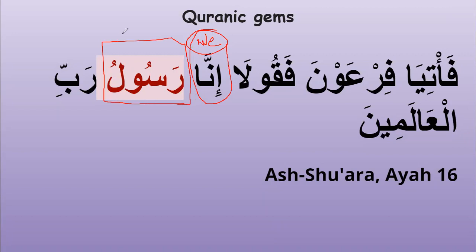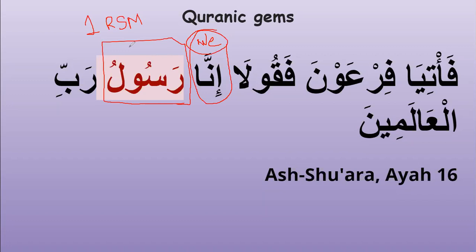It's broken human plural? No. Why is it broken plural? Rasul is not broken plural. Rasul means messenger, human, singular, masculine. Allah is saying to Musa to say to Pharaoh, "Indeed we," because he is not alone, he is with his brother, "Indeed we are messenger," one messenger, right?